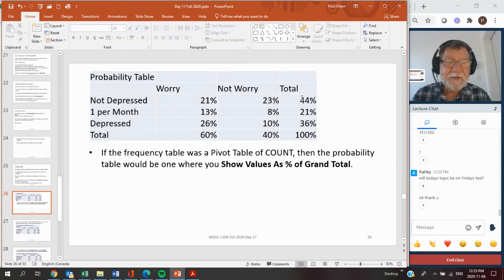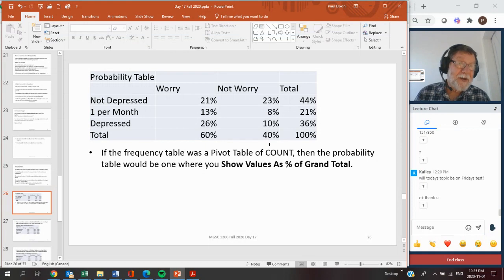This is the percentage that are not depressed, that once per month, that are depressed. This is the percentage that worry. This is the percentage that don't worry. So the totals represent the probability of being in that row or the probability of being in that column.